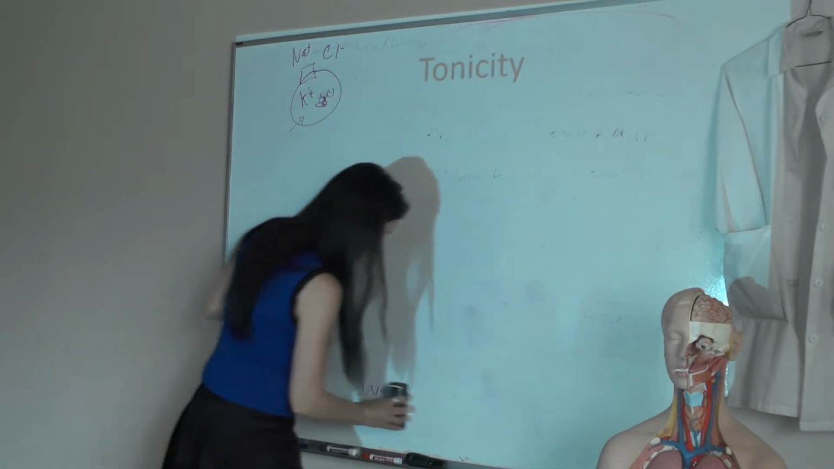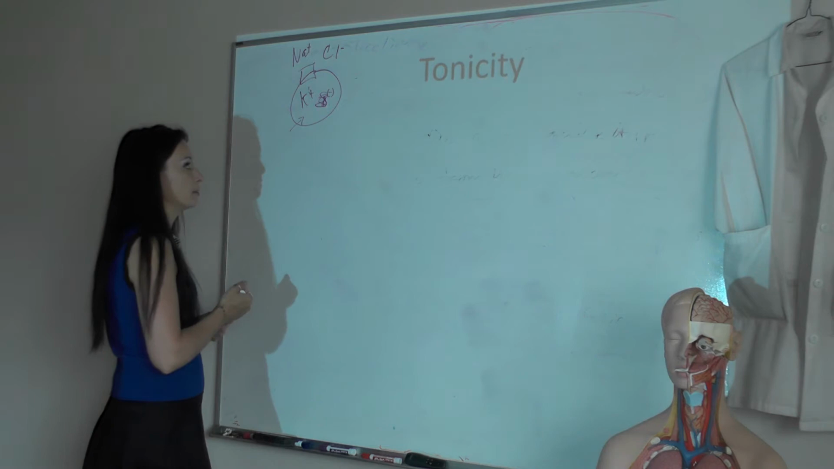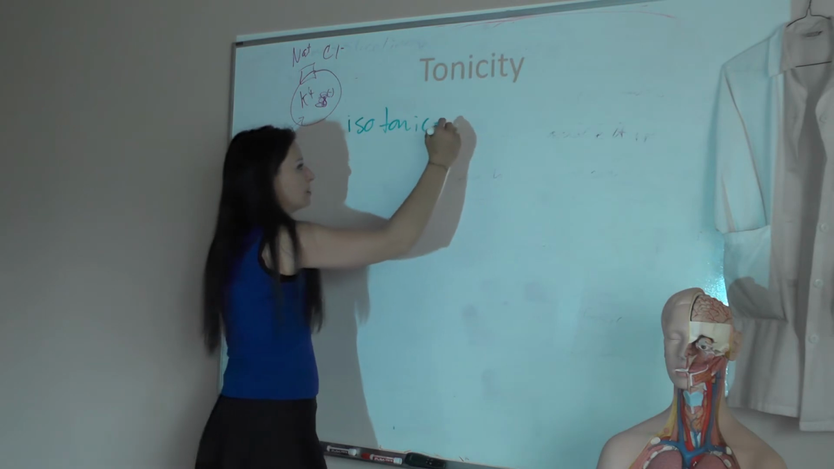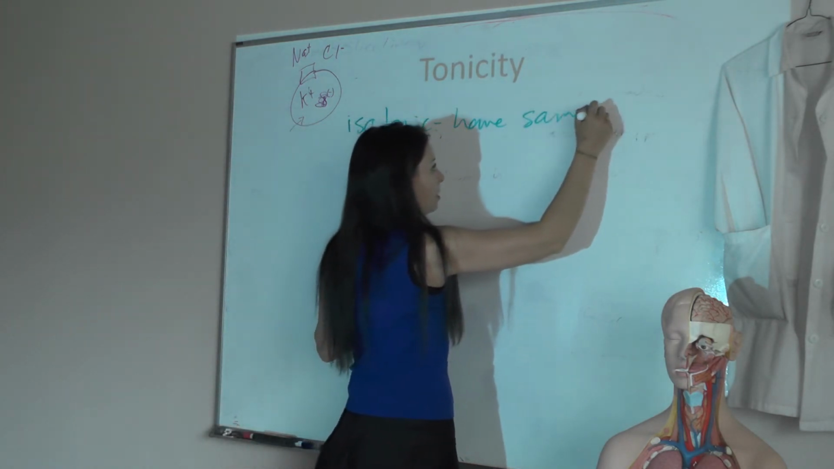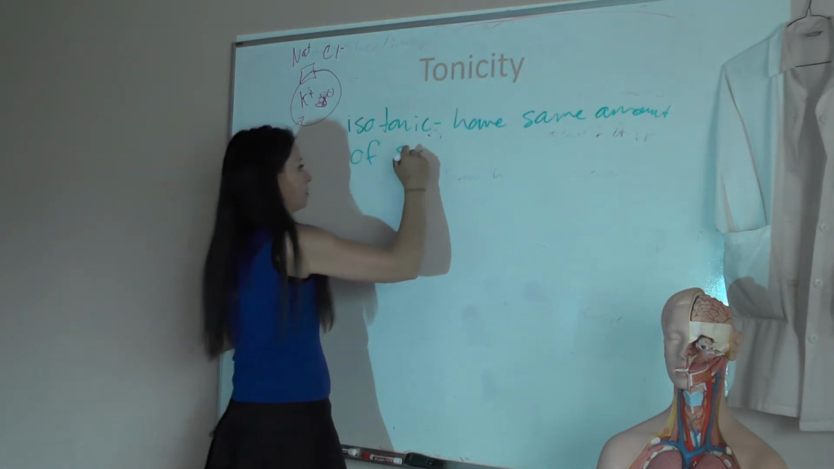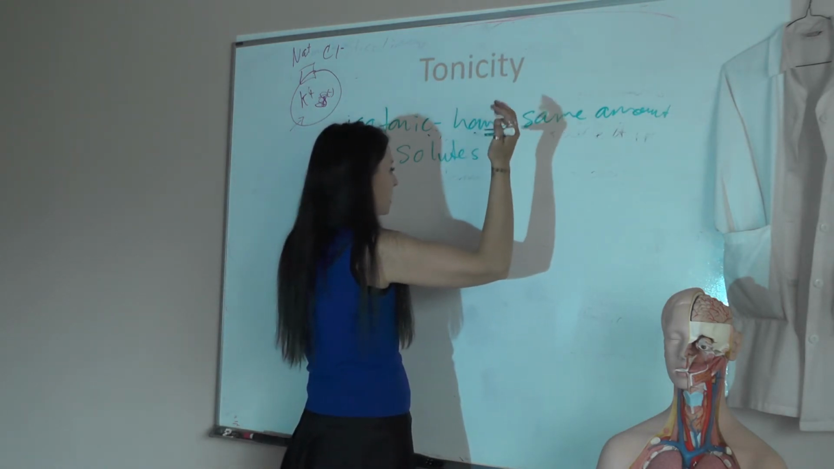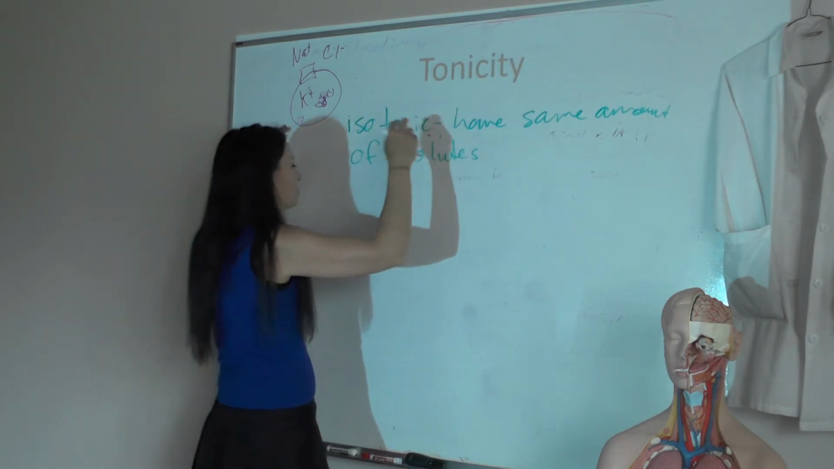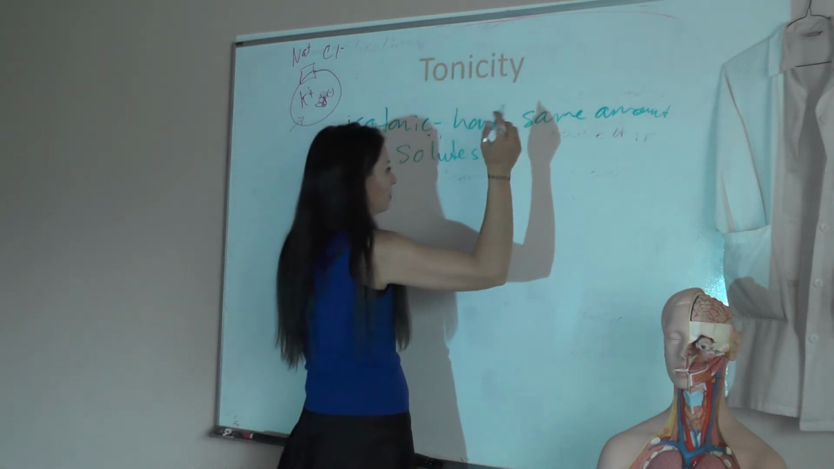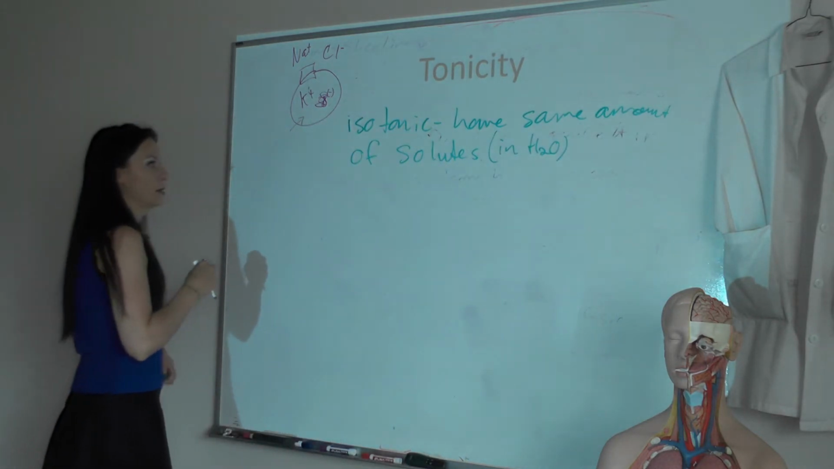So, yeah, that's that. Tonicity, what does tonicity mean? This is like the relative concentration of various substances. So when substances are isotonic, it means that they have the same amount of solutes on both sides of, say, a membrane. Or two different chemicals are isotonic if they have the same amount of solutes in their solvent. Water is the universal solvent, so in our water. Okay, that's what we care about.